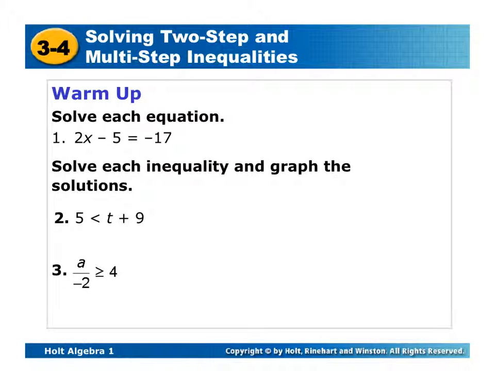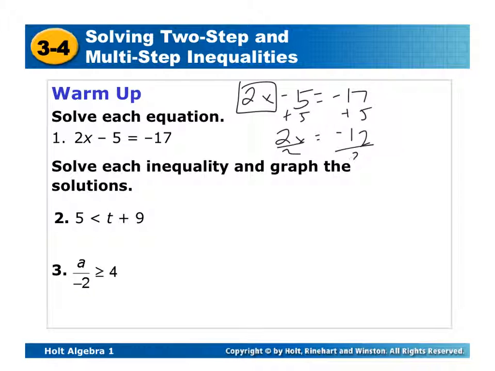Alright, so here we have 2x minus 5 equals negative 17. So we're solving for x, so first we would add 5 to both sides, and then we'd have 2x equals negative 12, because if you owe me $17 and pay me back 5, you now owe me 12. Divide by 2, and x is going to equal negative 6.